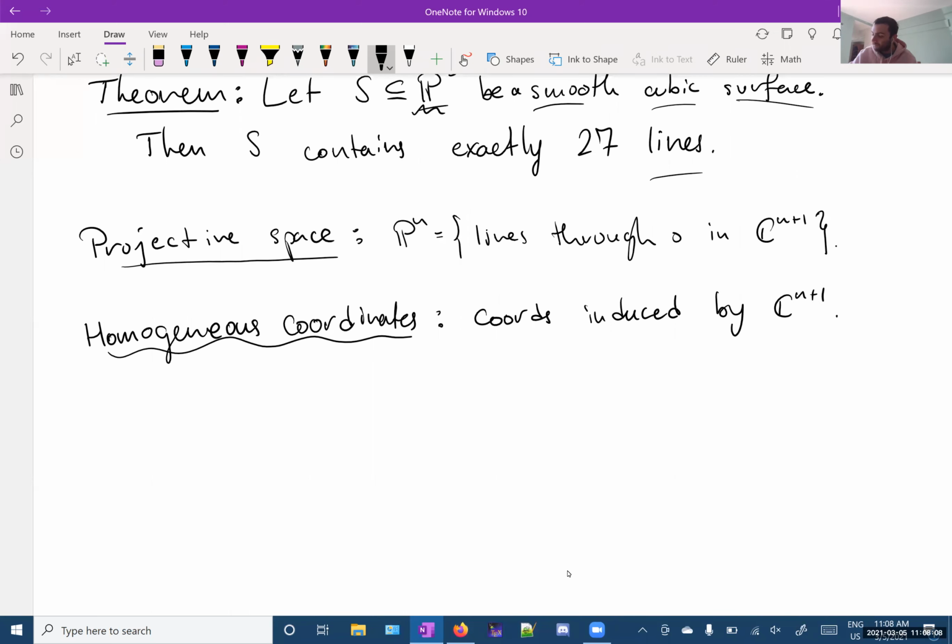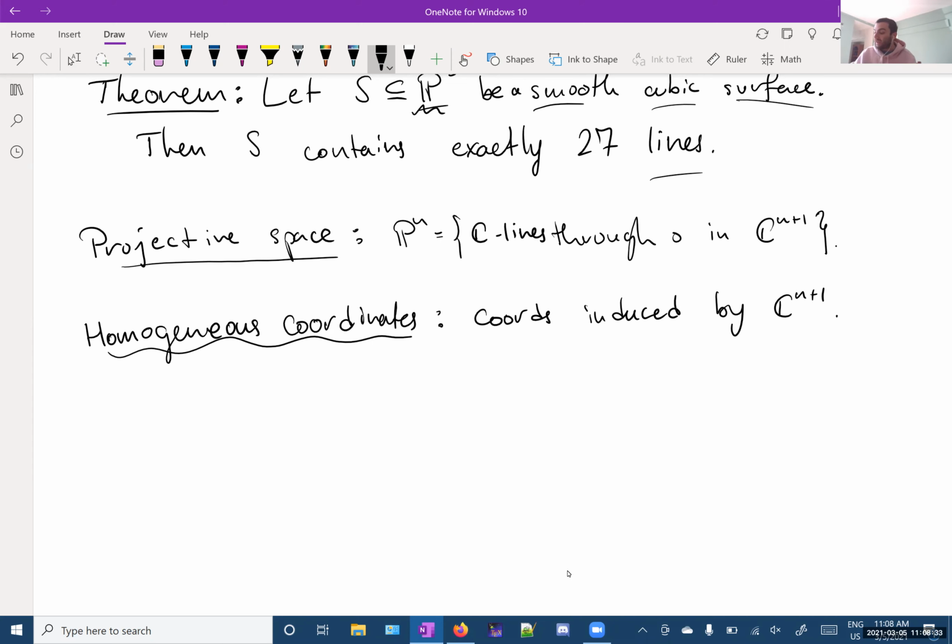I'm sorry, Dan, can I ask a dumb analyst question? Yeah. By lines through Cn plus 1, you mean complex planes, yeah? By line, I mean complex lines. So Cn plus 1 is a complex vector space. So these are the one-dimensional subspaces of Cn plus 1.